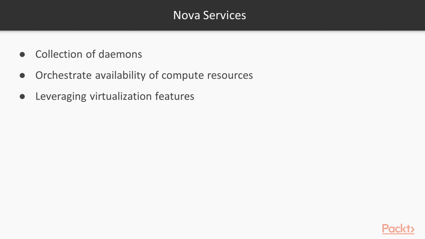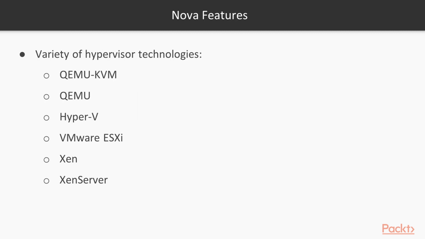It is a collection of daemons that work to orchestrate availability of compute resources, leveraging virtualization features that have been running on Linux machines for years. Nova works with a variety of existing hypervisor technologies, including QEMU, KVM, Hyper-V, VMware ESXi, Xen, and XenServer. It also supports the ability to leverage existing Linux container technologies such as LXC and Docker.